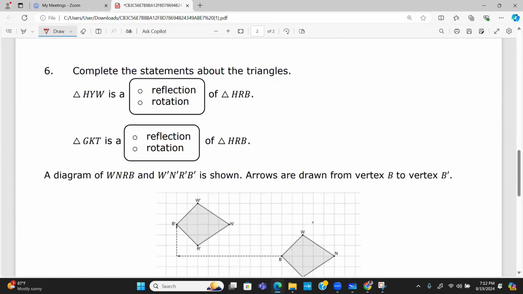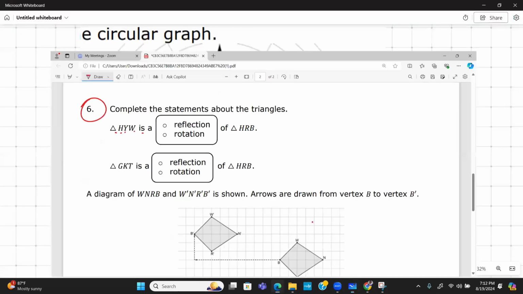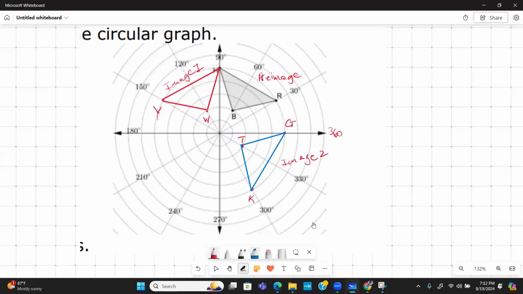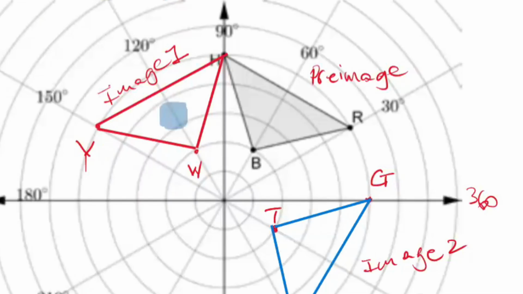So here's a few questions. It says, complete the statements about the triangles. Triangle HYW is a blank of HRB. So let's take a look at them. They're asking us, what is the relationship between this and this?